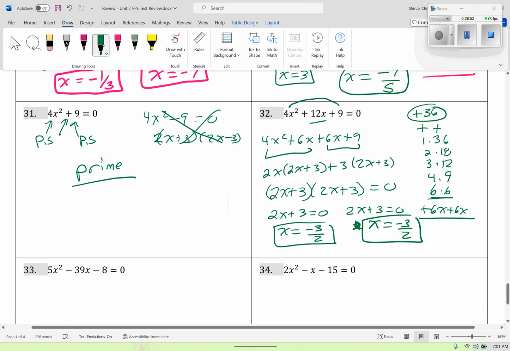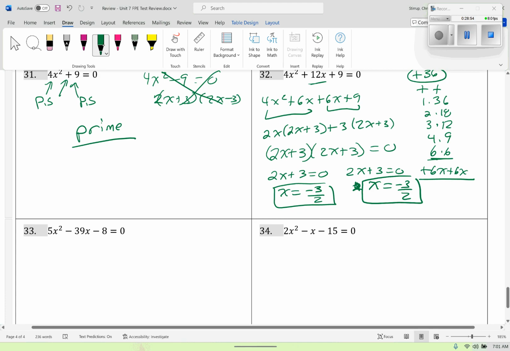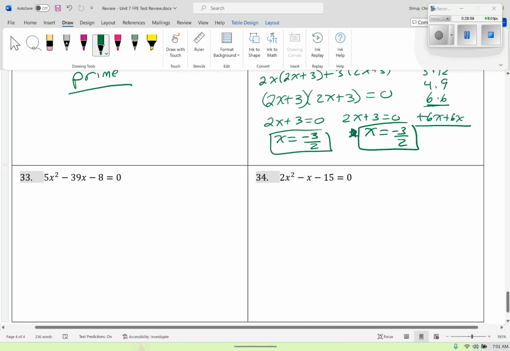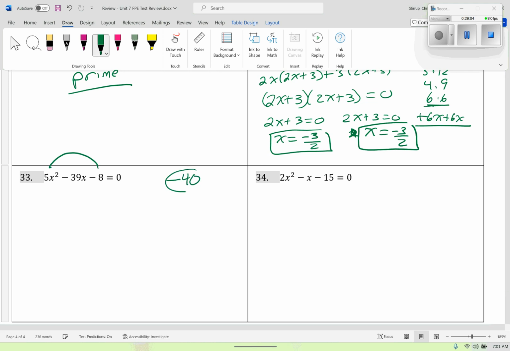Last two questions. And again, this is a 2-day review, so if you have questions, you can ask me, and I'm happy to help you. Okay? All right, so here I'm going to multiply those two together, and that's going to give me negative 40. In order to get a negative number when multiplying two numbers together, one has to be positive, one has to be negative. So I want the factors of negative 40 that would add to negative 39. So I think 1 and 40 are going to work. So if I had a negative 40x plus 1x, if I combine those together, I get that negative 39. So we're going to go ahead and do that.